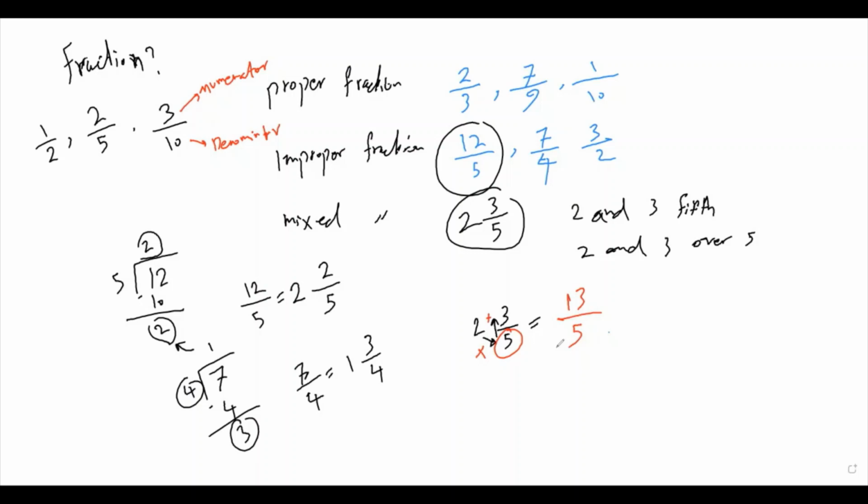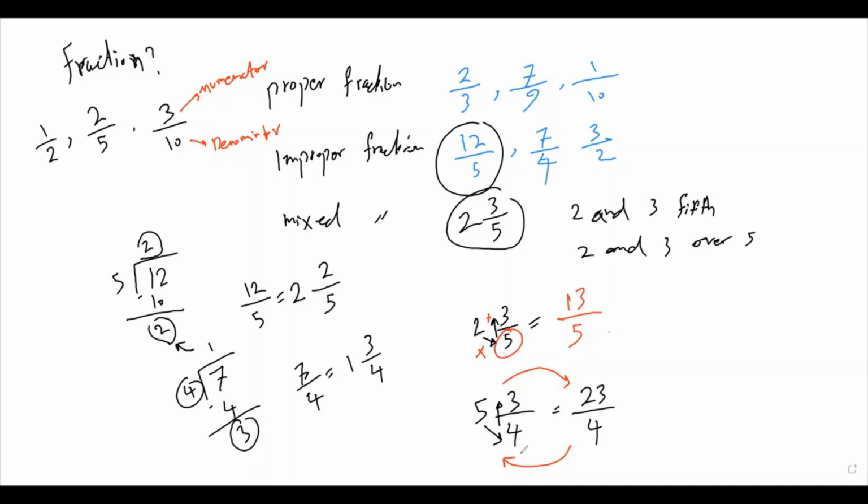Let me give you another example. How do you convert 5 and 3/4? So 5 times 4, then the result is added to 3, which gives us 23 over 4. As simple as that. So you should know how to go this way and how to go this way, from improper to mixed. The next topic would be decimals.